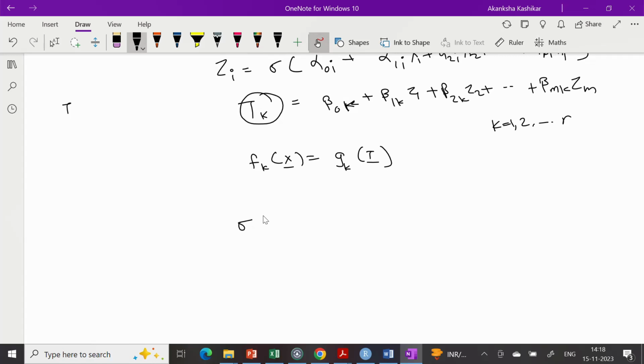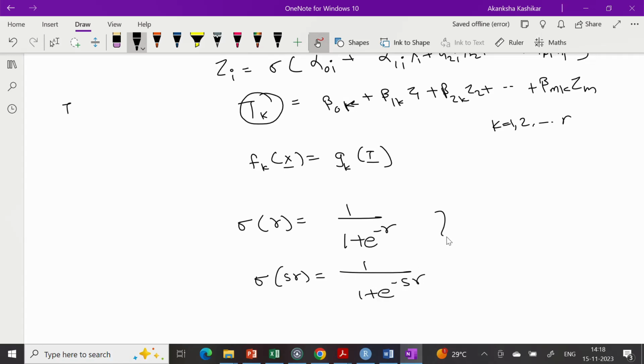So one common activation function is known as the sigmoidal activation function. It is defined as sigma of gamma equals 1 upon 1 plus e raised to minus gamma, or a slight variation of it, sigma of s gamma is 1 upon 1 plus e raised to minus s gamma. So this is known as the sigmoidal activation function. You can plot a graph of this and then you will realize why it is called the sigmoidal activation function.